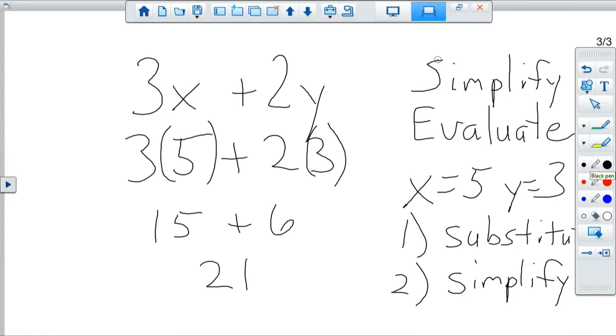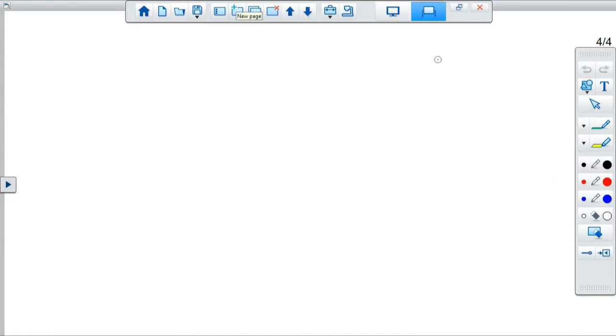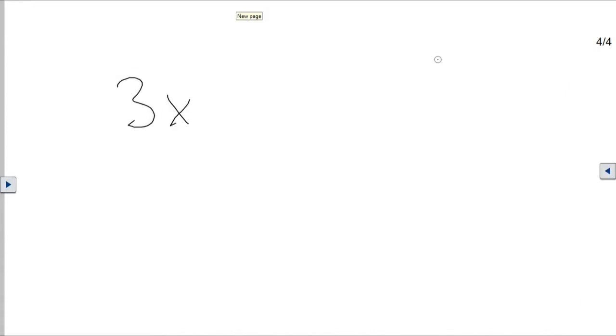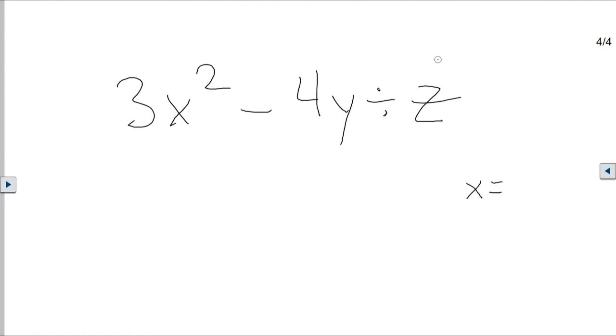Okay, let's do one more example. Let's throw an exponent in there. So let's say 3x squared minus 4y divided by z. So we'll throw 3 variables in there. Let's make x equal to 2, y equal to 3, and z equal to 4. Nice easy numbers there.